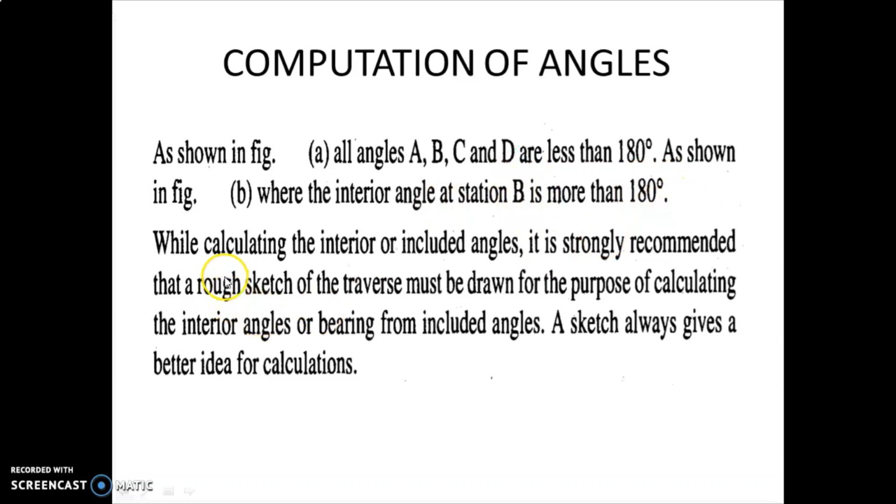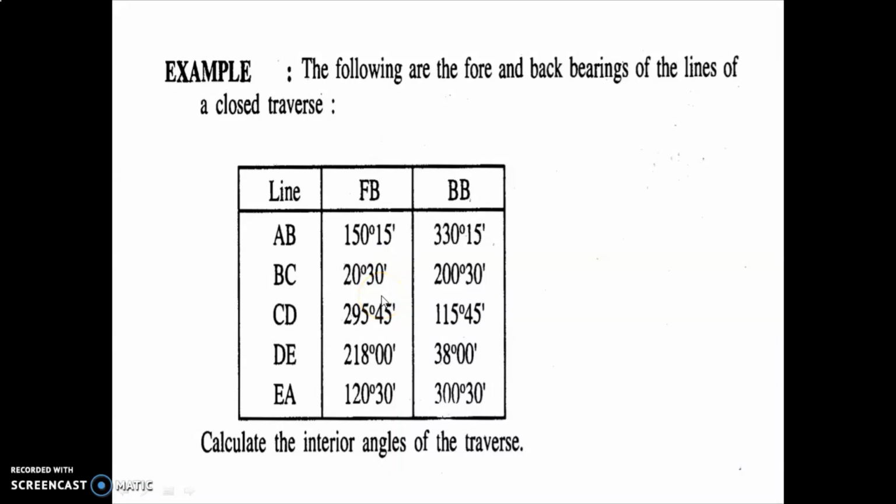So while calculating the interior or included angle, it is strongly recommended that a rough sketch of the traverse be drawn for the purpose of calculating the interior angles or bearing from the included angle. A sketch always gives a better idea for calculation. It means you have to draw a rough traverse. Once you draw the rough traverse, then you can proceed further. So for that, I will explain one example so you can easily understand how to do the calculation when this type of example is given to you.